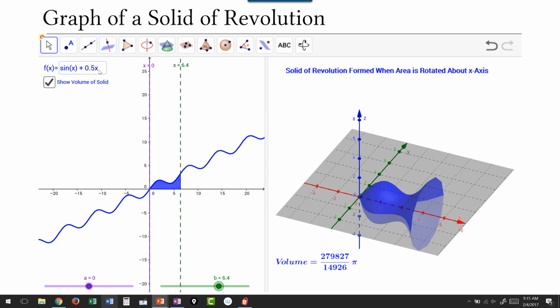This applet will be posted on Moodle, so you're free to experiment with different functions to see what kind of shapes you can generate. As a final note, it does also compute the volume of that solid of revolution for you down in the bottom corner.